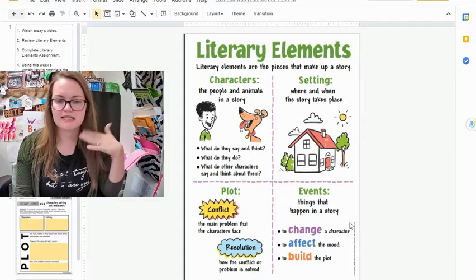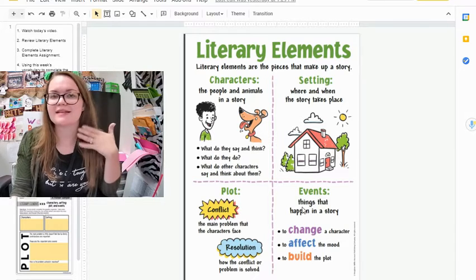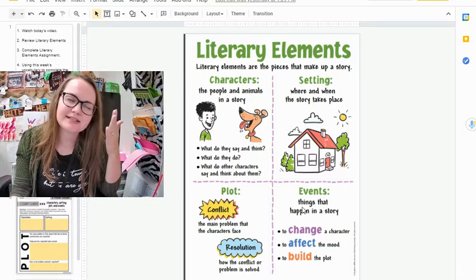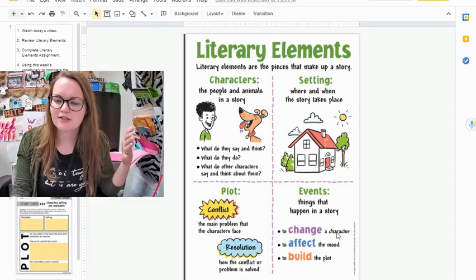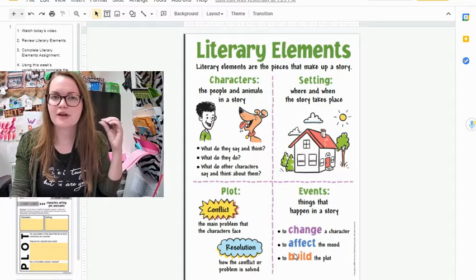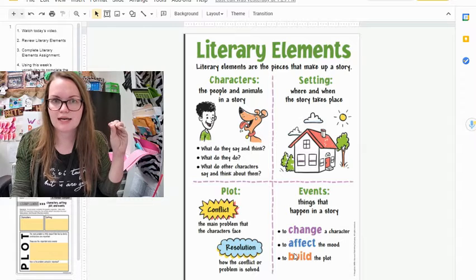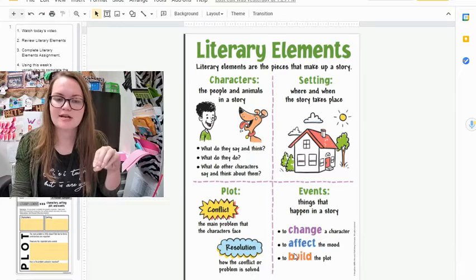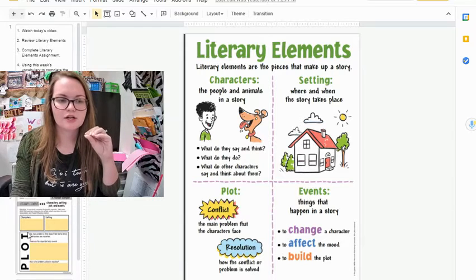All the events, or anything that happens in the story: the reason the author puts events in the story is to change a character, to affect the mood, or to build up the plot. Authors are very, very intentional whenever they are writing a story. They want to make sure that their readers understand what's happening to their characters, and so they use events to do this. So today you're going to do two things.